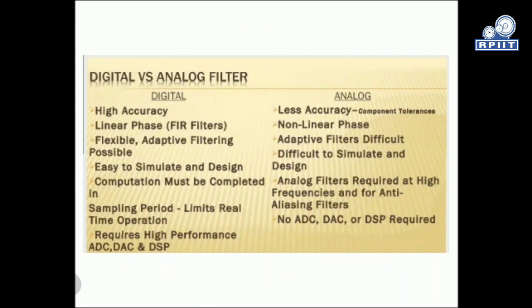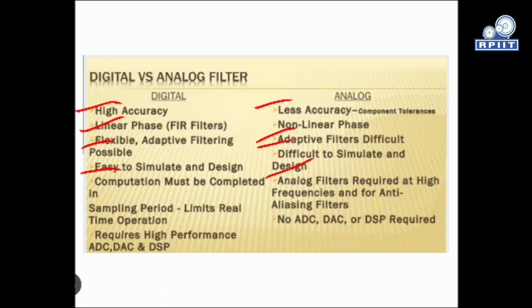Then, digital versus analog filters: we discuss the advantages of digital filters. They have very high accuracy, while analog filters have very little accuracy, right? There is no error because we operate on all types of signals digitally. FIR filters have linear phase, and analog filters have non-linear phase. Digital filters allow flexible adaptive filtering, while analog filters don't have adaptive filtering, right? Digital filters are easy to simulate and design, while analog filters are very difficult to design and simulate.